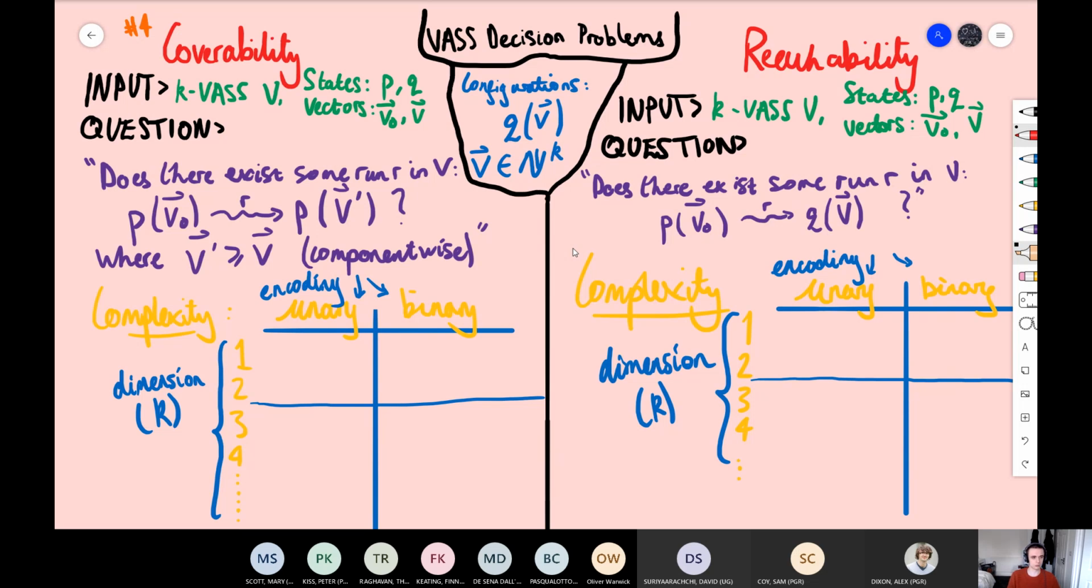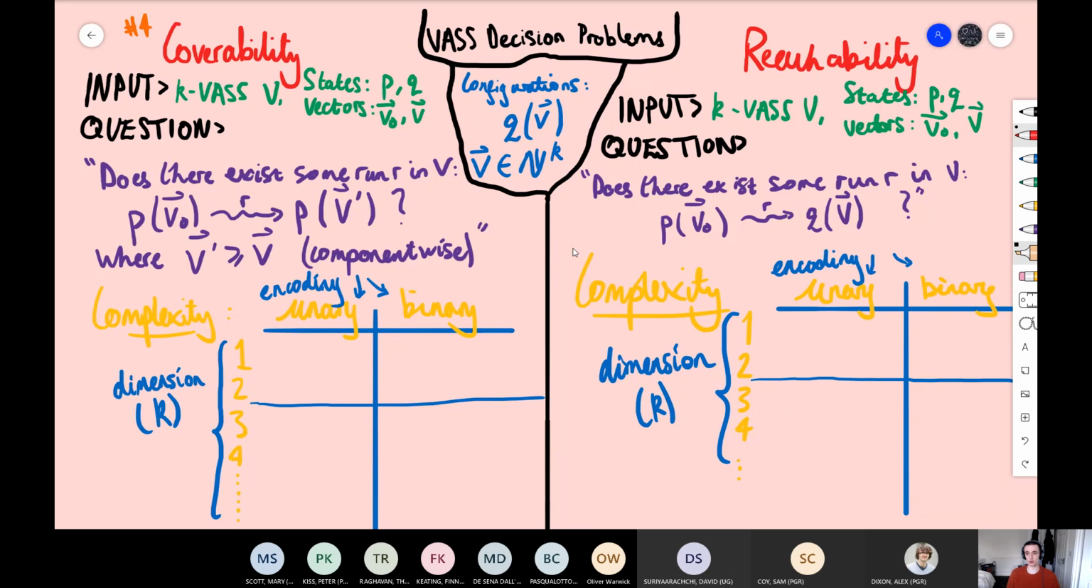Okay, so now let's define some nice problems on VAS. Coverability and reachability are very similar, but with a subtle and very important difference. Hopefully I'll make it clear. Let's start on the right-hand side with reachability, because it's slightly simpler, though not easier. You take as input a k-VAS V, so k is a fixed constant, two states, P, Q, and two vectors, V0 and V. This vector hat might not be the clearest or most prettily drawn here, but hopefully it's not too bad.